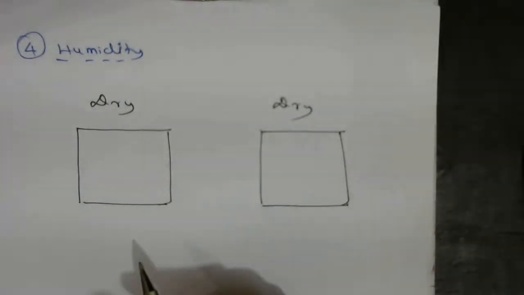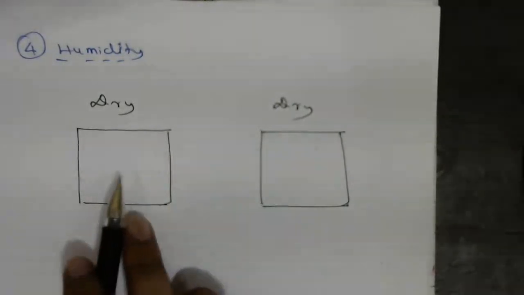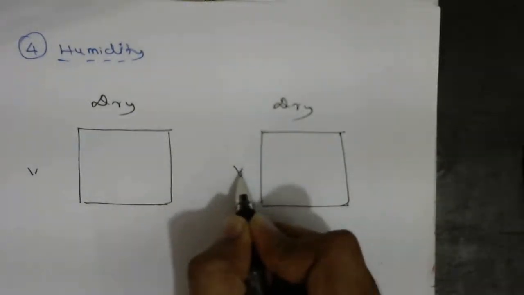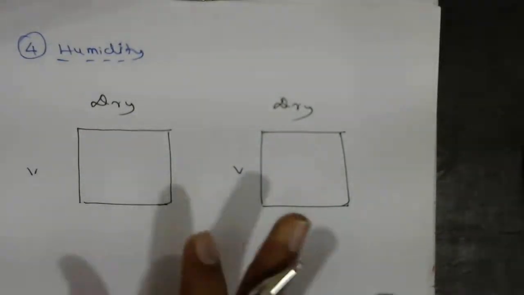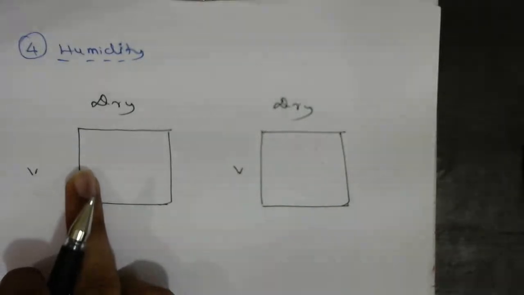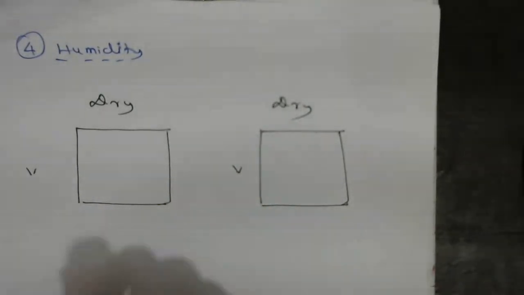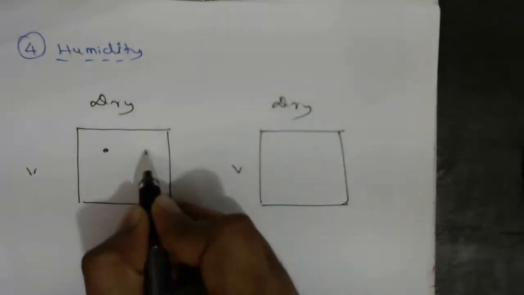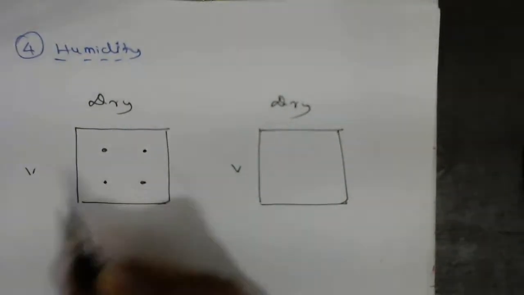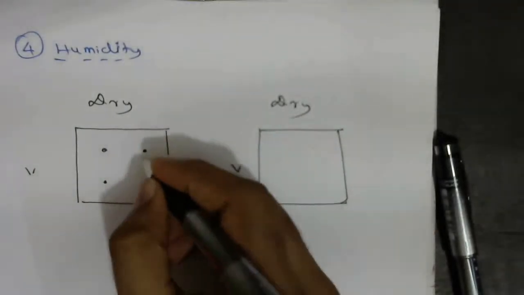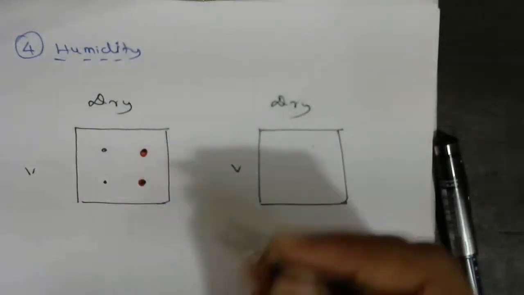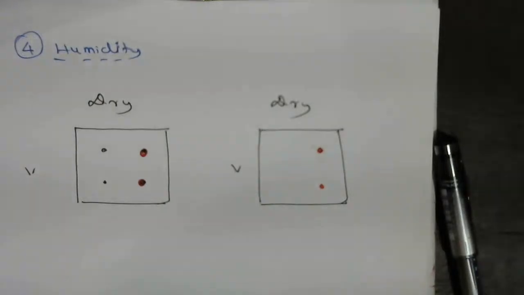Dry air or moisture? Moisture is nothing but wet air. Here the volume of this container and the volume of the second one are both the same. For example, it is one unit, and this is also one unit. Same volume I have taken. In this volume I'll take four molecules, and here also four molecules.